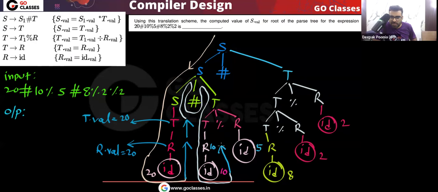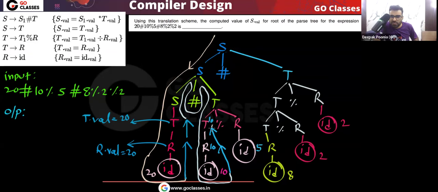Next, keep going. The next reduction we got: r is reducing to t. Immediately after this reduction, we will perform the corresponding semantic action. So t dot value will become r dot value, and r dot value is already 10. So t dot value will also become 10. For a moment let me write 10 here. This t dot value has become 10.